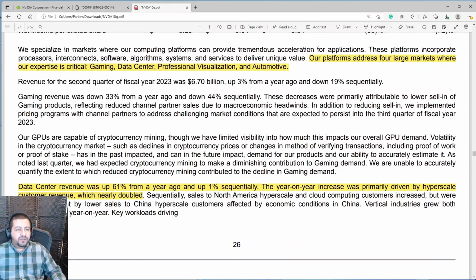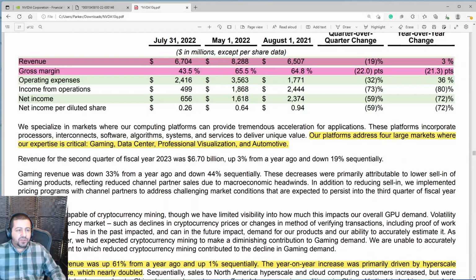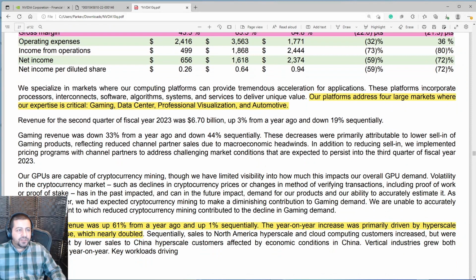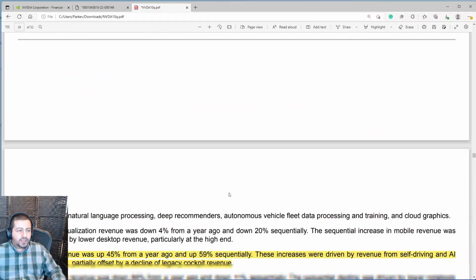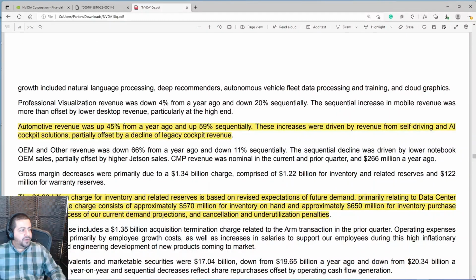So while the gaming division is struggling, with gaming revenue down 33% year over year, its other segments are doing quite well. Data center revenue was up 61% from a year ago and 1% from the previous quarter. And as we move on, automotive revenue was up 45% from a year ago and 59% from the previous quarter. These increases were driven by revenue from self-driving cars and artificial intelligence cockpit solutions, partially offset by a decline in the older cockpit revenue solutions.